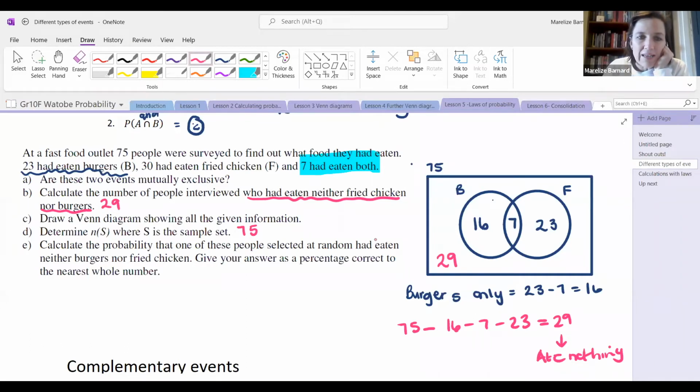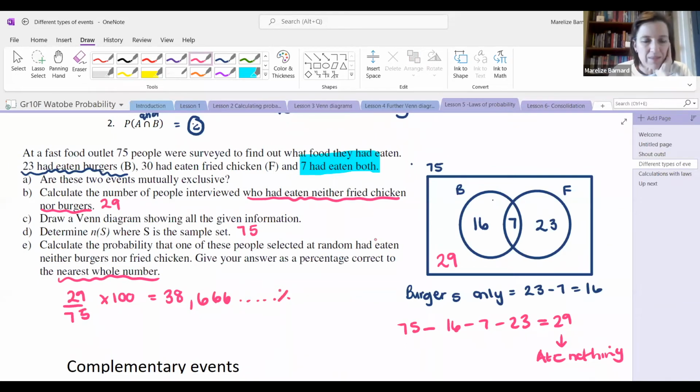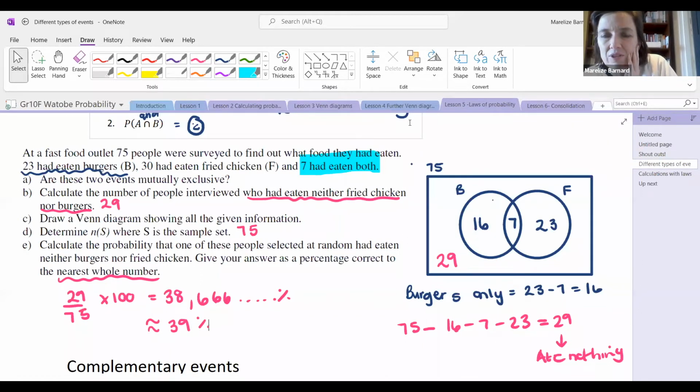Read the instructions carefully, guys. Nearest whole number. Okay, so we go 29 divided by 75 times by 100. That gives me 38.66 lots of dots percent, but we need to round to the nearest whole number. The nearest whole number here is going to be 39%. Good, well done, Masejo. Everyone else who got 39, I spot a few people who got the 39.